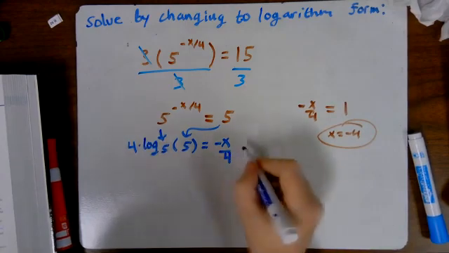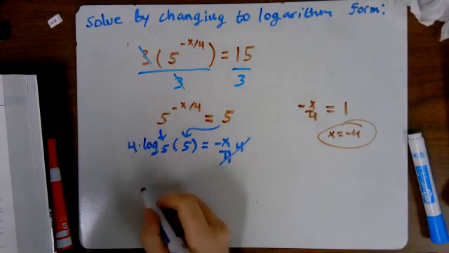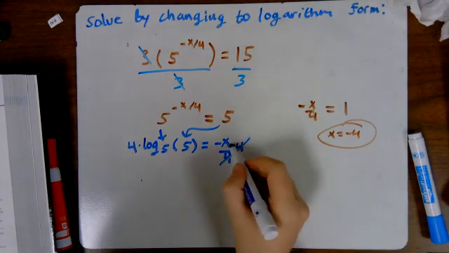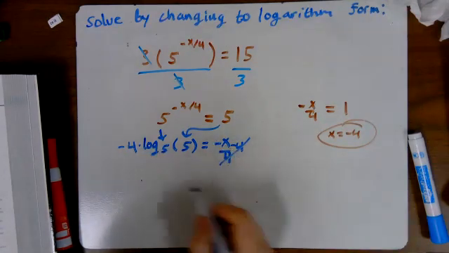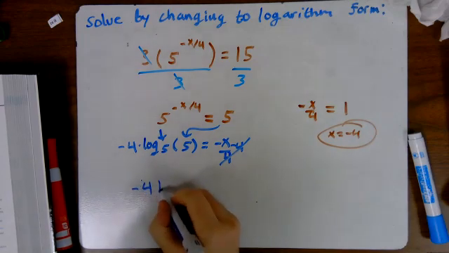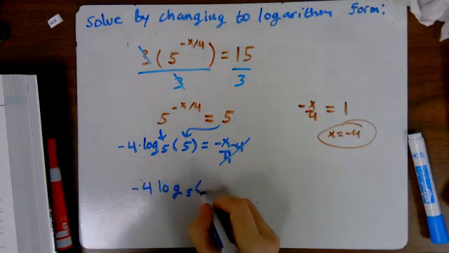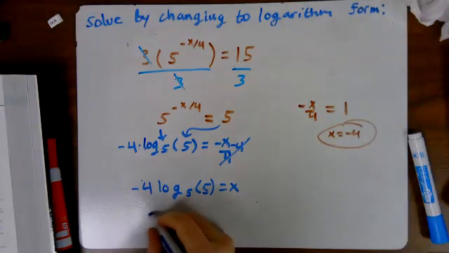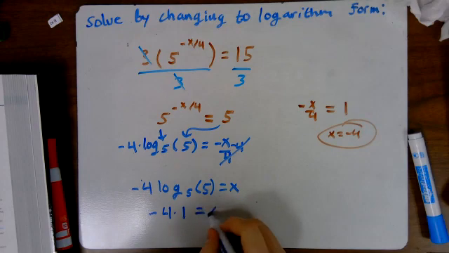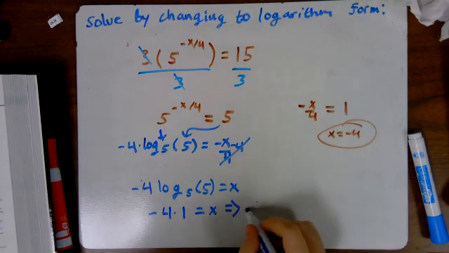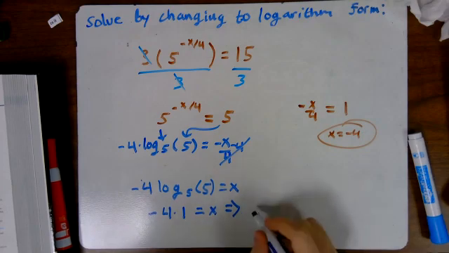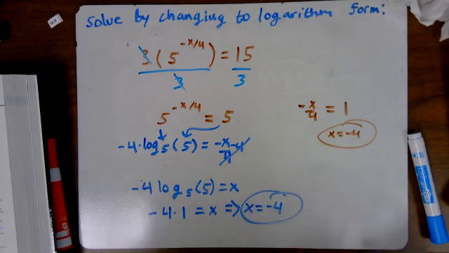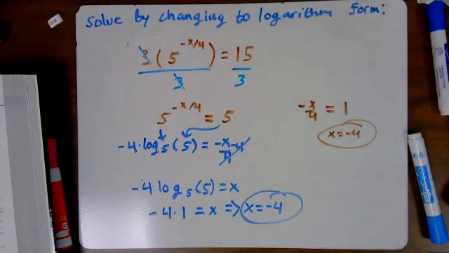Multiply both sides by 4, or let's multiply both sides by negative 4. Now we have negative 4 times log base 5 of 5. Well, what exponent would we need to give 5 in order to get 5? 1. So this is really negative 4 times 1 equals x, which is negative 4. So we have x equals negative 4 as our answer. And there we go.